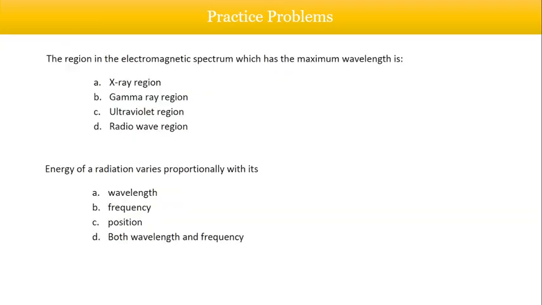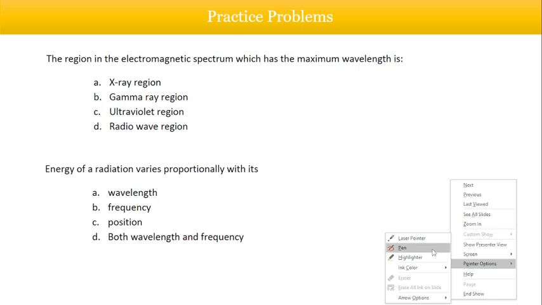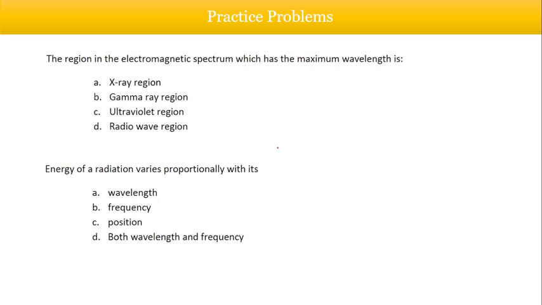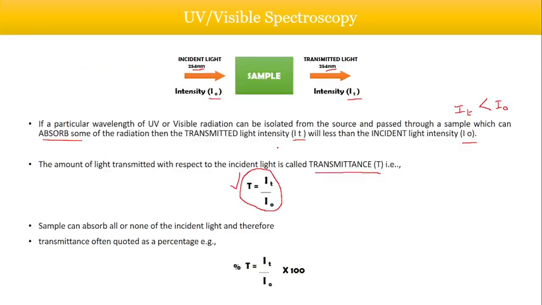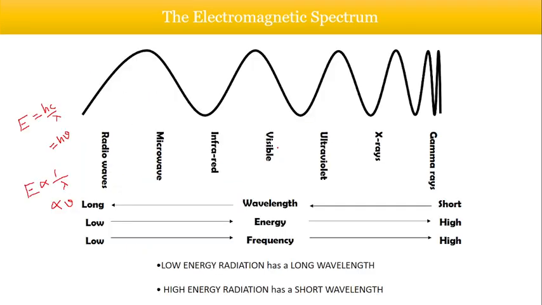Okay, so let us solve a few practice problems. The first question says the region in the electromagnetic spectrum which has the maximum wavelength is. If we move back to the electromagnetic spectrum, we have seen that radio waves have the maximum wavelength, and the shortest wavelength is for the gamma rays.